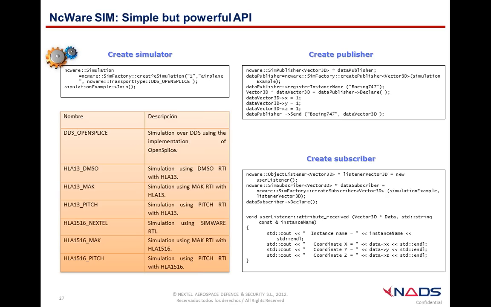Another element is the NcWare SIM. The NcWare SIM is the API. With this API, you can create your own simulation elements. For creating a simulator, you only need 2 lines of code. You only have to change the transport type to change from DDS to HLA, to HLA MAK, HLA Pitch, etc. Here we have some examples of creating a publisher or a subscriber.